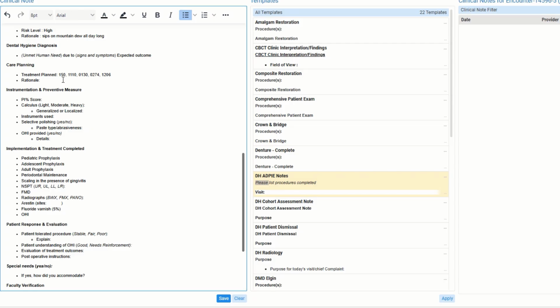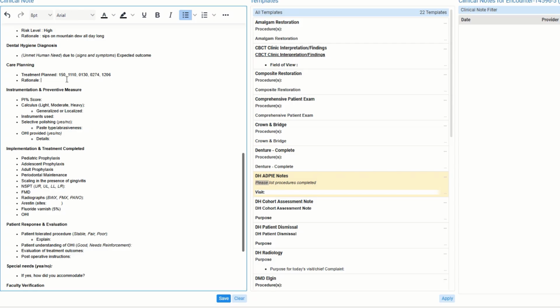So right down here, it's the rationale. Why am I doing that treatment? Okay, there always has to be a why, right? You can't just do a treatment to do a treatment. You need to know or explain why you are doing this treatment on this patient, okay?